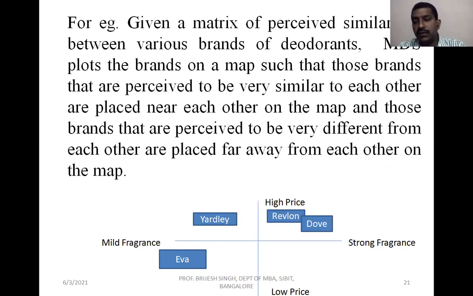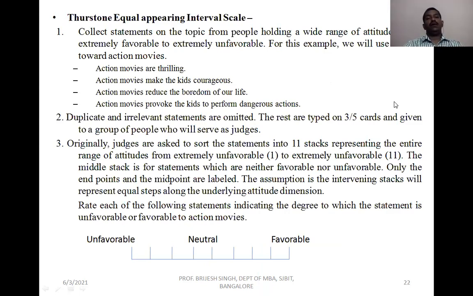So this is how it goes in a 2 by 2 matrix with four quadrants, where at the same time you will be able to see the multiple attributes, like mild fragrance, strong fragrance, low price, high price. Wherever they feel, they can just put the tick mark there, showing what they are basically looking for.